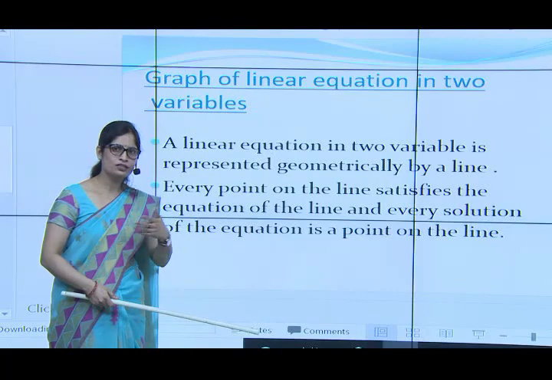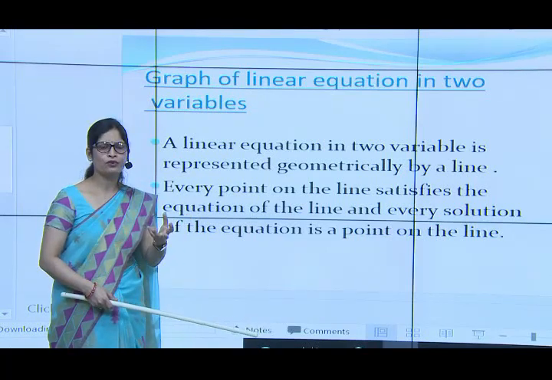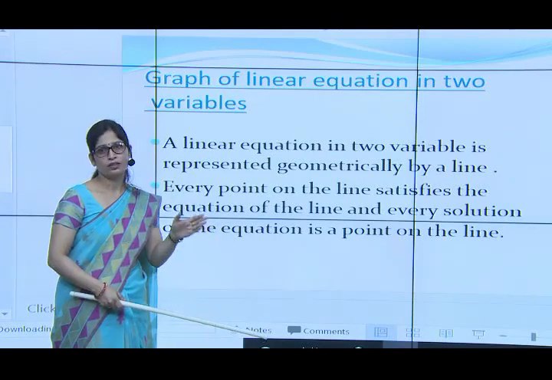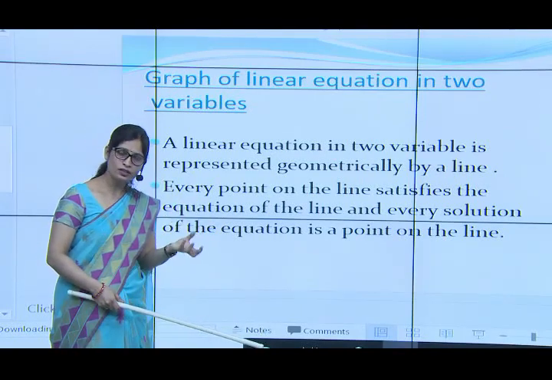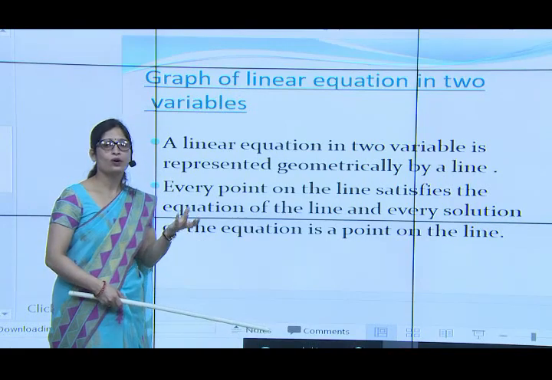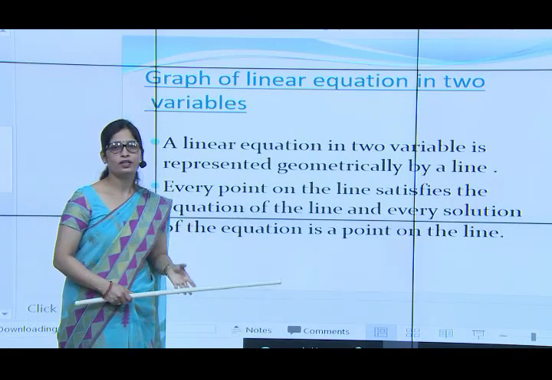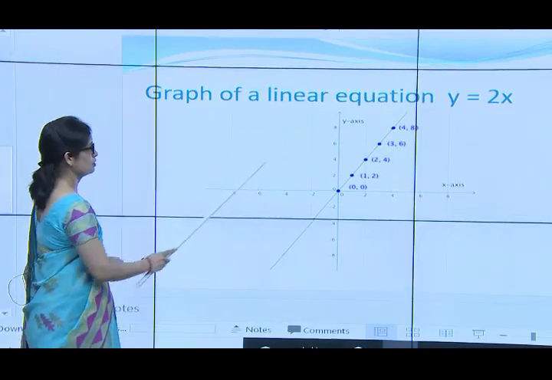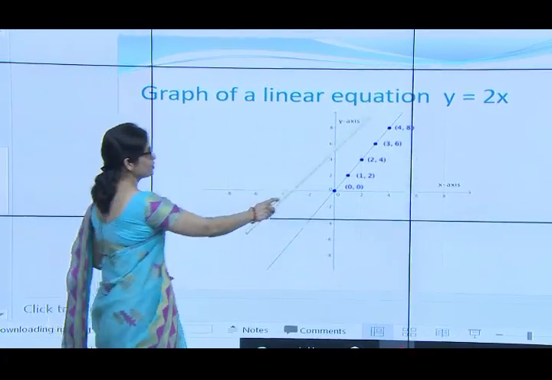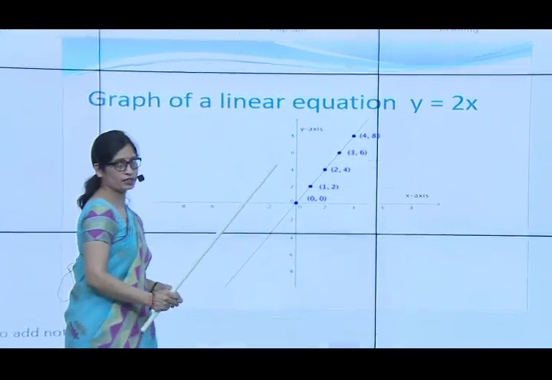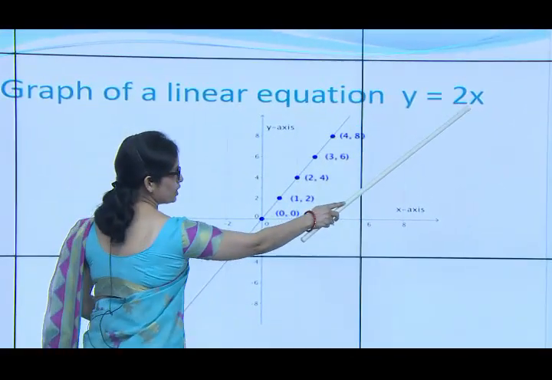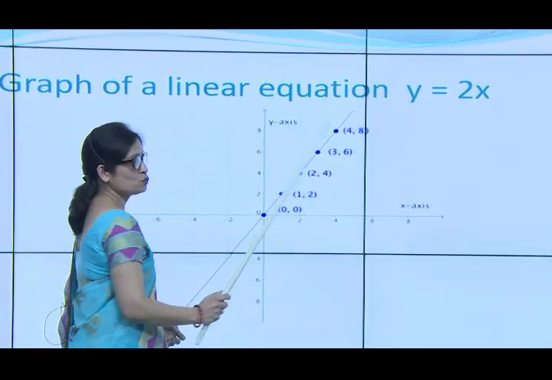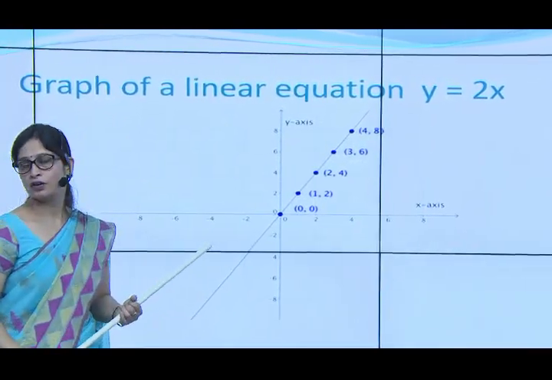And if we find 10 solutions, 15 solutions, and we plot these solutions, they must lie on the line. And if they are lying on the line, this shows that all these are solutions of the linear equation in two variables. Consider this graph. Graph of the linear equation y = 2x. Here, if we put x = 1, the value of y is 2. So the ordered pair is (1, 2).